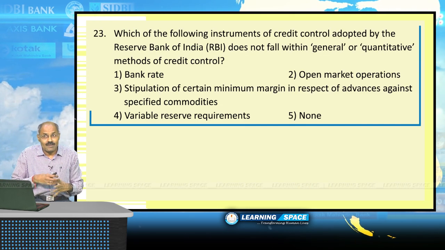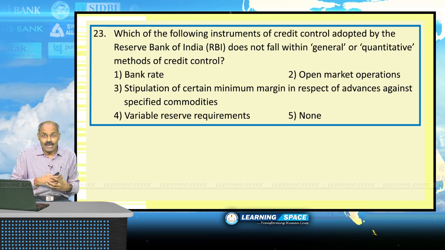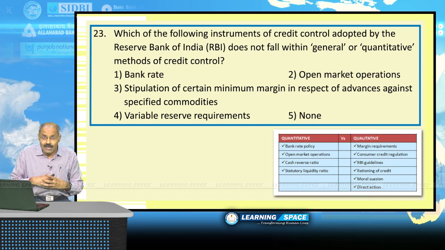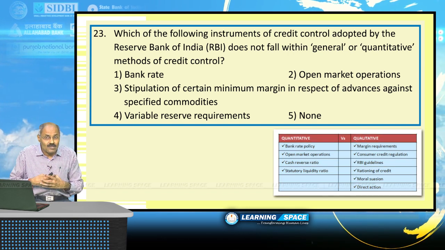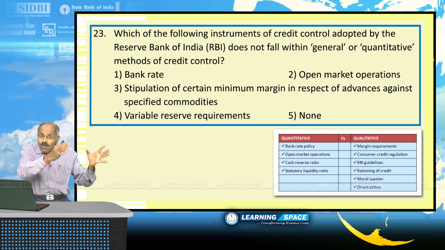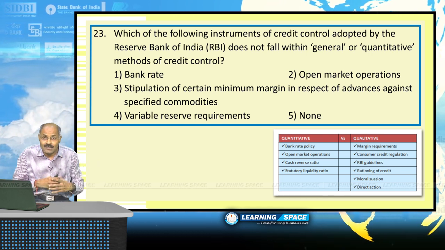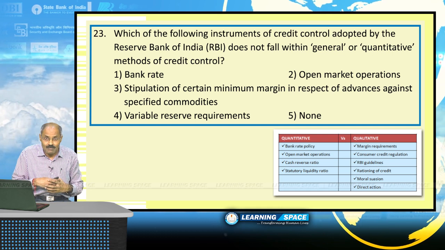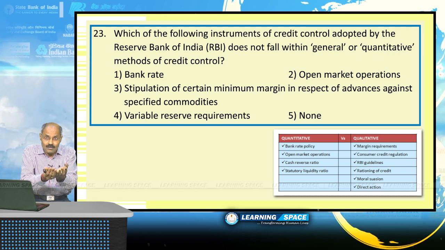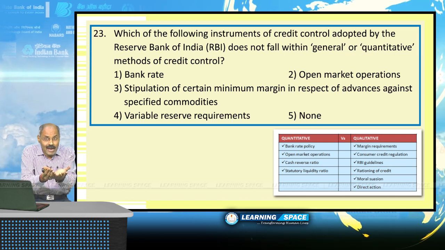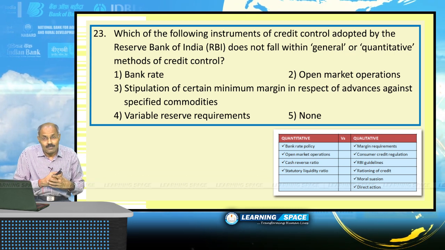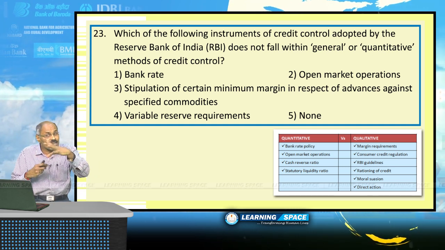Which of the following instruments of credit control adopted by Reserve Bank of India does not fall under general or quantitative methods of credit control? There are two types of credit controls. One is quantitative method, the other one is qualitative methods. Quantitative method is controlled by Reserve Bank of India, to ensure the required money circulation in the economy. To control money circulation in the economy, RBI does quantitative or general credit controls.